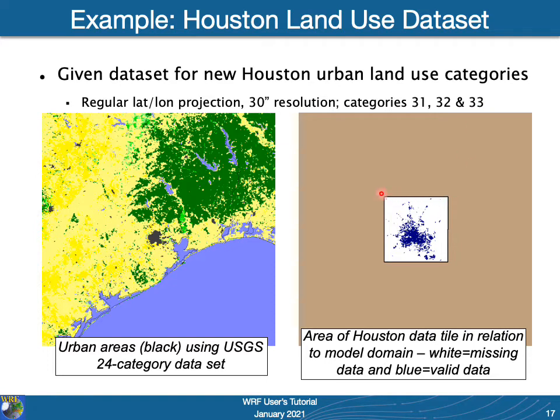So this data set, as we said, just covers the Houston metropolitan area, and it might be as shown here in the right panel. So these blue pixels represent one of these three urban categories, 31, 32, or 33, and these white regions represent missing data. In other words, it's not urban, so we don't know what it is. So what we would like is to be able to map this new Houston data set onto our model domain to get a more accurate representation of the city of Houston.